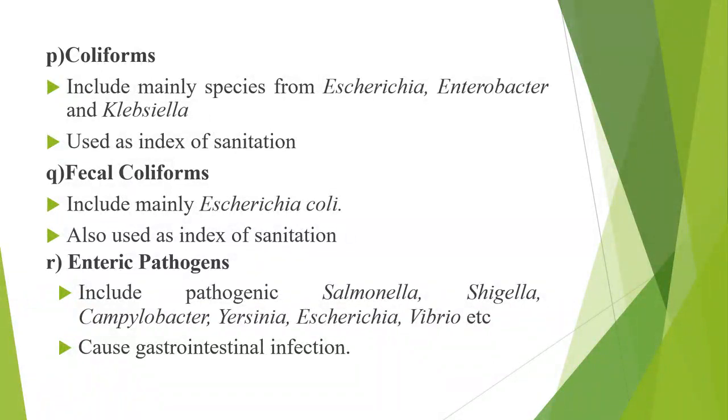Next one is the coliforms. They include mainly species of Escherichia, Enterobacter, Klebsiella, etc. And it is also used as an index of sanitation. The presence of coliforms in water or in food items is an inference about the unhygienic practices followed during the production of such food items. Next is the fecal coliforms. It also includes E. coli, and it is also used as an index of sanitation. The presence of coliforms in water or food is an indication of fecal contamination in such food items.